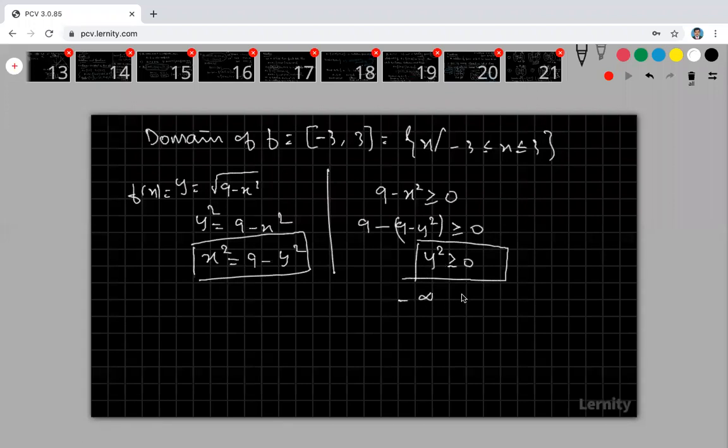That means my y value, any y value. Sir, I am giving some negative value for y, but y square is positive. I am giving some positive value for y, my y square is positive only. Okay, this is one equation.